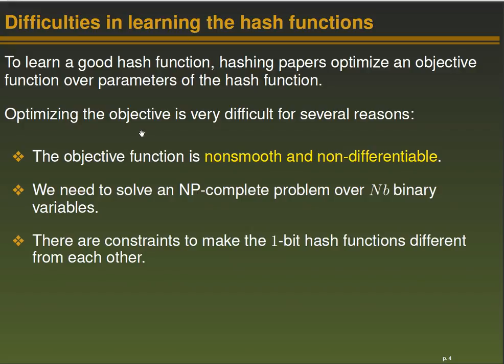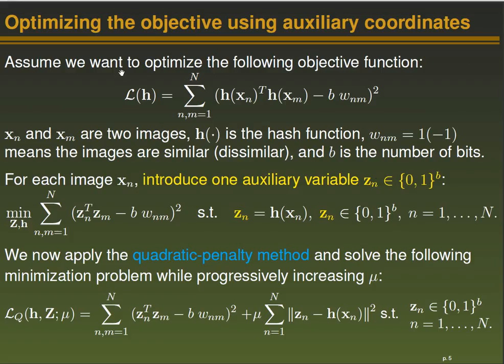Optimizing the objective function to learn a good hash function is a difficult task, mainly because the output of the hash function is binary and it makes the objective function non-smooth and non-differentiable. Let's see how we can optimize these objective functions using the auxiliary coordinates.